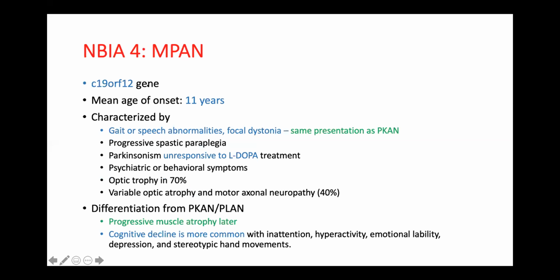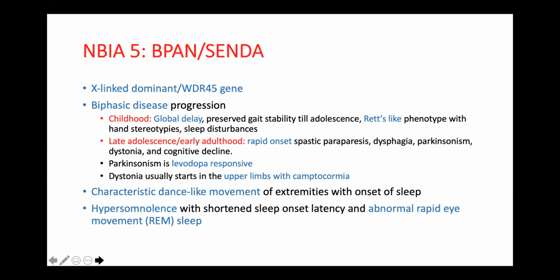Whereas MPAN is membrane protein associated neurodegeneration, and the mean age of onset is around 11 years. They are also characterized by gait and speech abnormalities and focal dystonias, almost similar to PLAN, but with progressive spastic paraplegia and a Parkinsonian feature which is unresponsive to L-DOPA. Optic atrophy is seen in a large percentage of these children, and progressive muscle atrophy is a later manifestation of the disease.